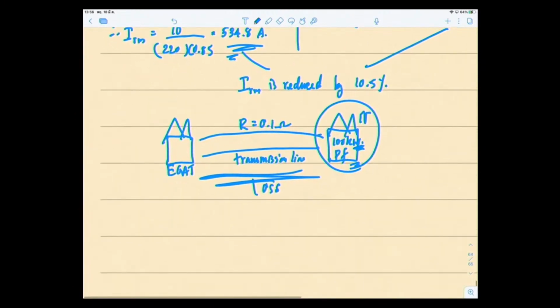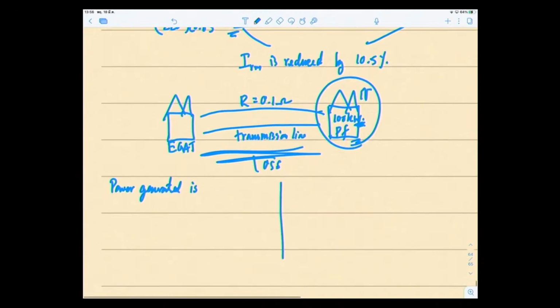So let's see the power generated by the source for each case, each PF. Therefore, we're going to find the power generated in each case. PG, the power generated, is equal to 10 to the fifth, which is of course this 100k watt to the factory, plus the loss. The loss is I square R, so this is R, and Irms square.